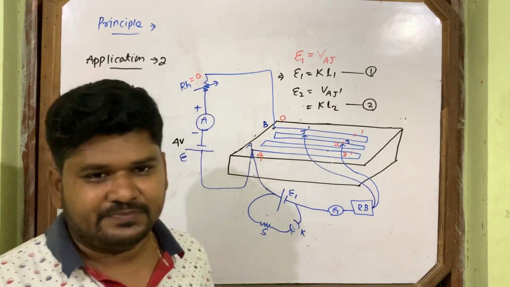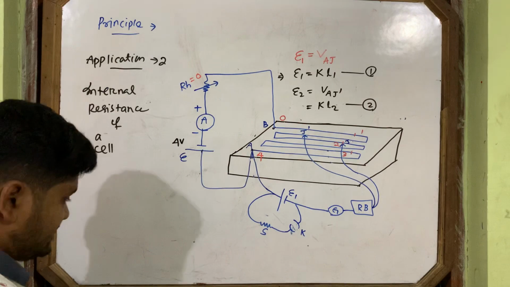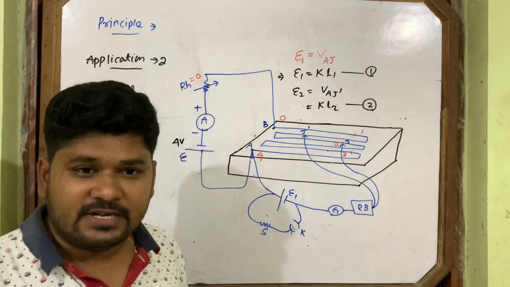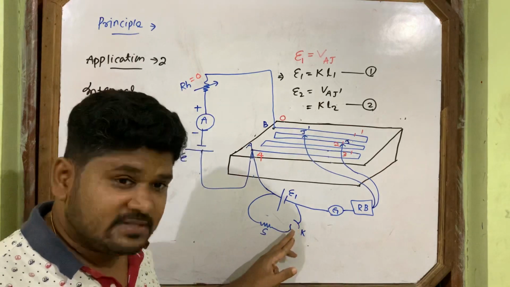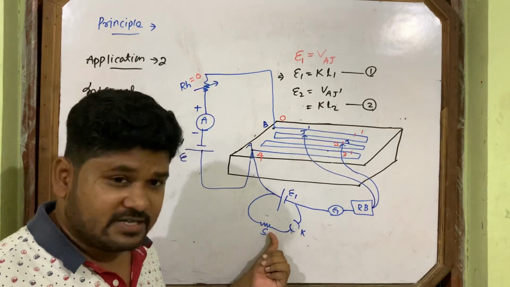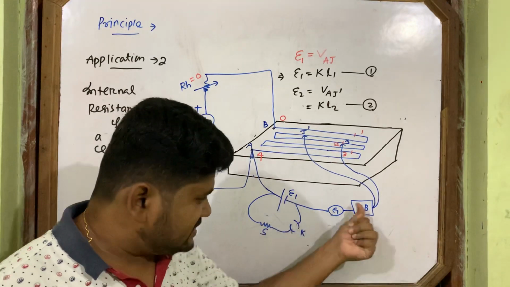This is the circuit. Only this much stage I completed here. Everything is right. So what happens in this case now? Say first cell E1 is connected. This key is open. Open means it is not connected in the circuit. Only cell E1 is connected.